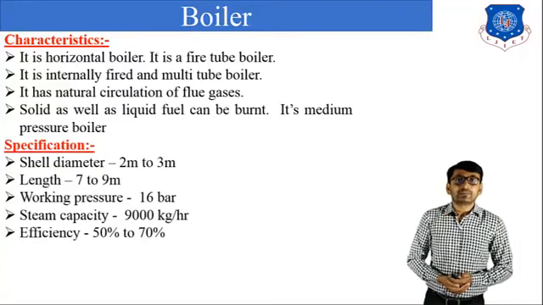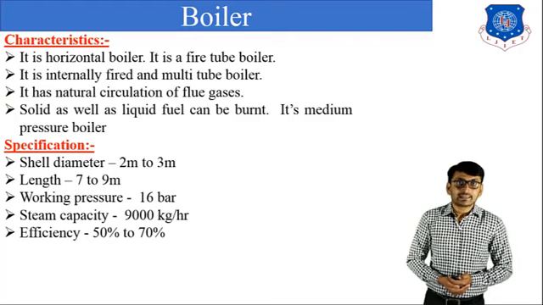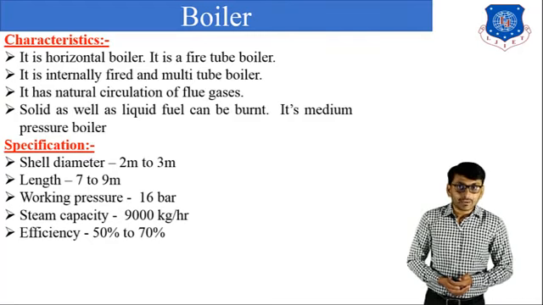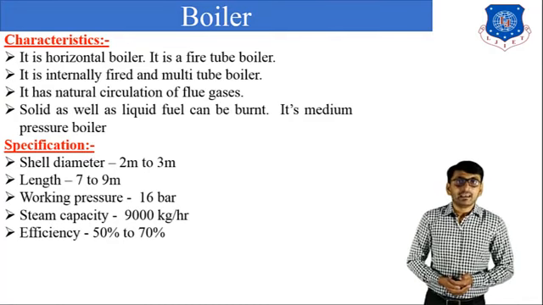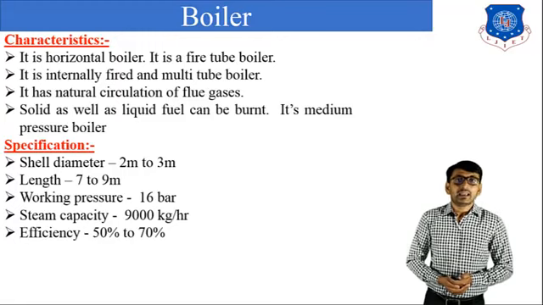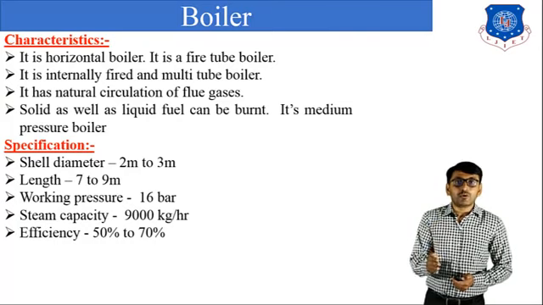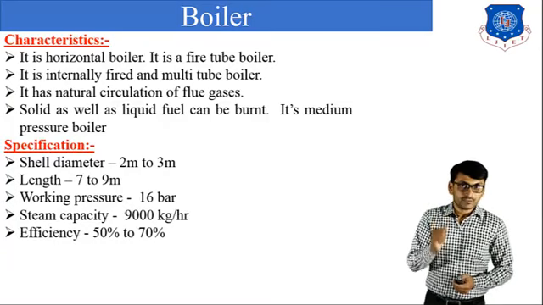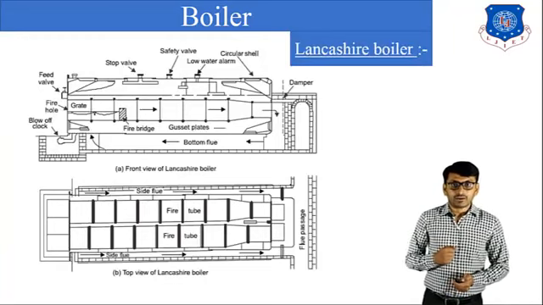Now we discuss the specification. Shell diameter is 2 to 3 meter, length 7 to 9 meter, working pressure 16 bar, steam generating capacity 9000 kg per hour, and efficiency 50 to 70 percent. So this is about the characteristics and specification of the Lancashire boiler. Okay, now we discuss this Lancashire boiler.